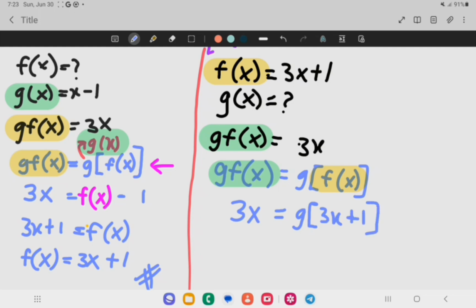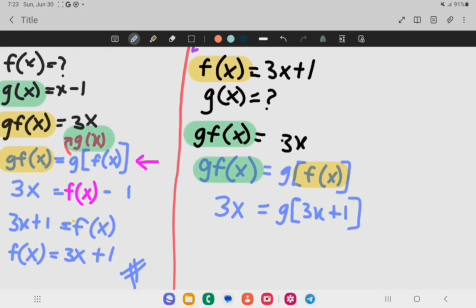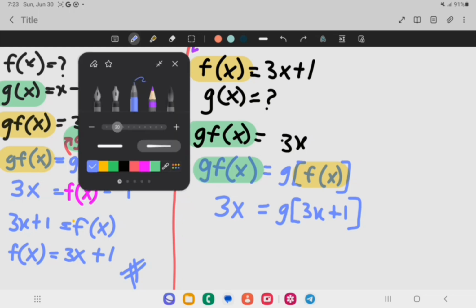3x plus 1. Once you're done with that, this is where most of the students will get stuck, because they will bring the 3x plus 1 over, make it a divide, 3x divide by 3x plus 1. Most of the students will do it like this, but it is wrong. Why? You cannot bring it over, because this is not a times or divide relation, it is a function. So you cannot move it over. This is where we will be using the inverse function method.